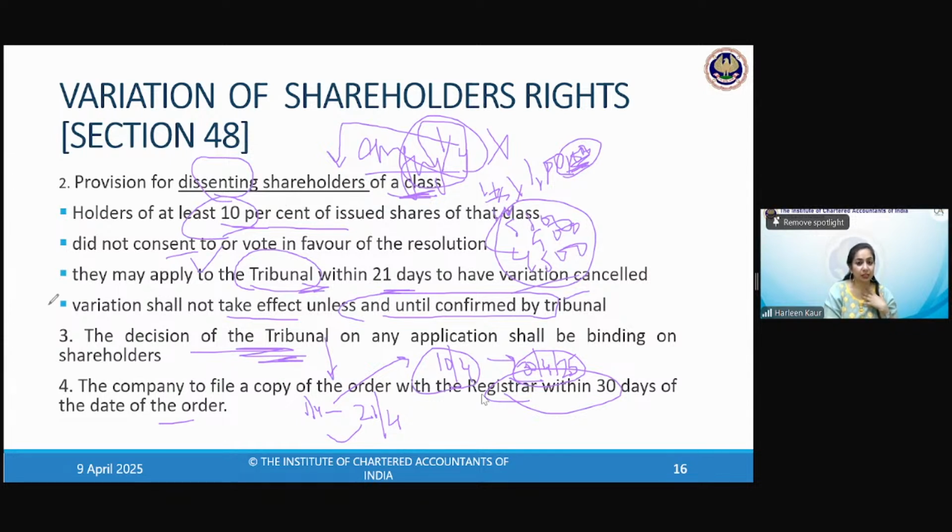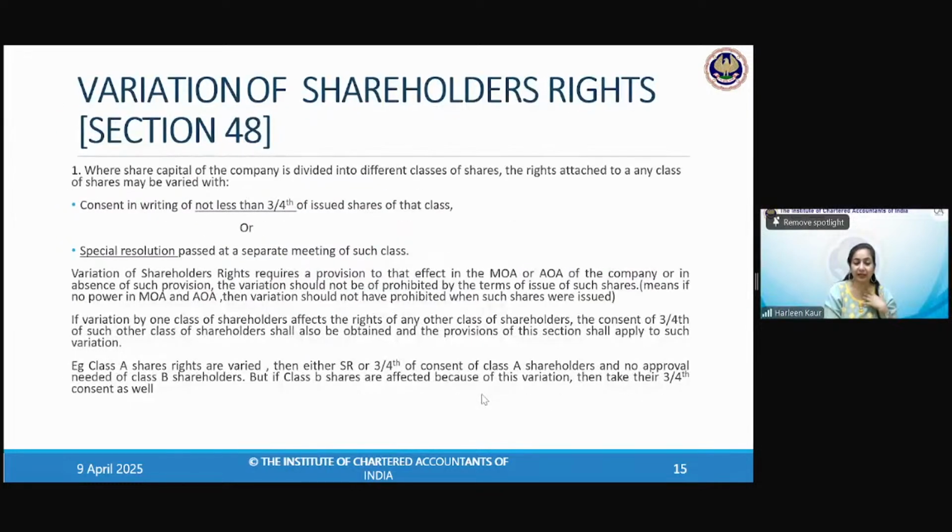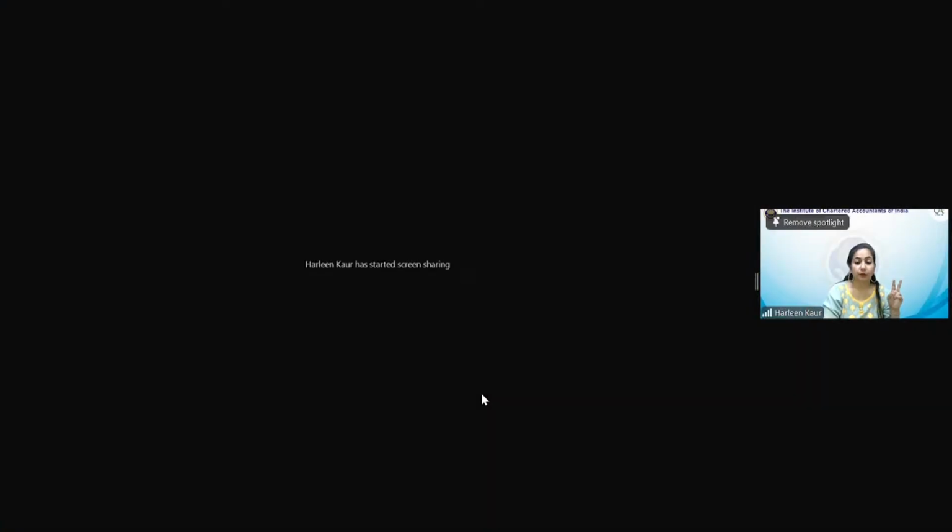All right, understood. Easy hai. Variation of shareholders' rights, फटाफट से revise करें. 3/4 of the shareholders. Let's revise it from the study material so that no point is left from there also. We'll have to go back.